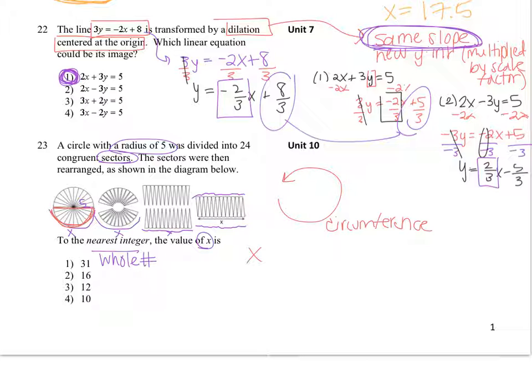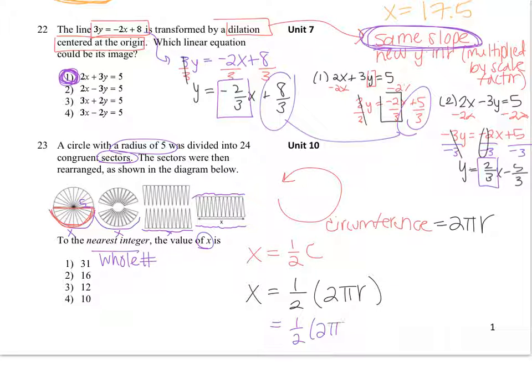And so x is equal to half of the circumference. If you use your reference sheet, you'll notice that we have a circumference formula, which can be represented by 2 pi r. C equals 2 pi r. And we know the radius to be 5. So I have 1/2 of 2 pi times 5.